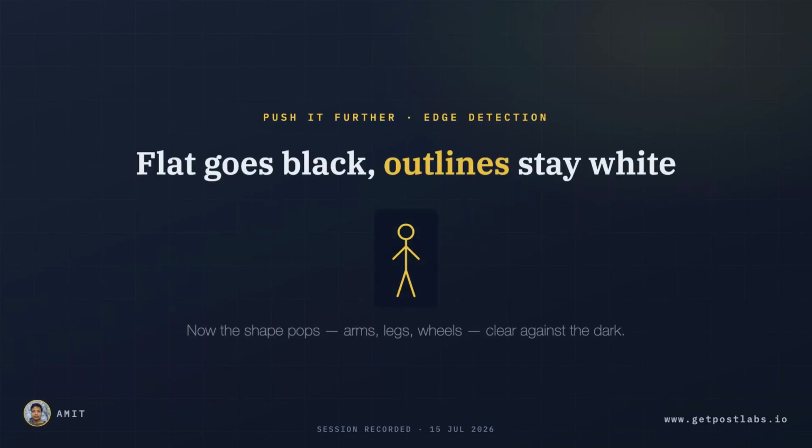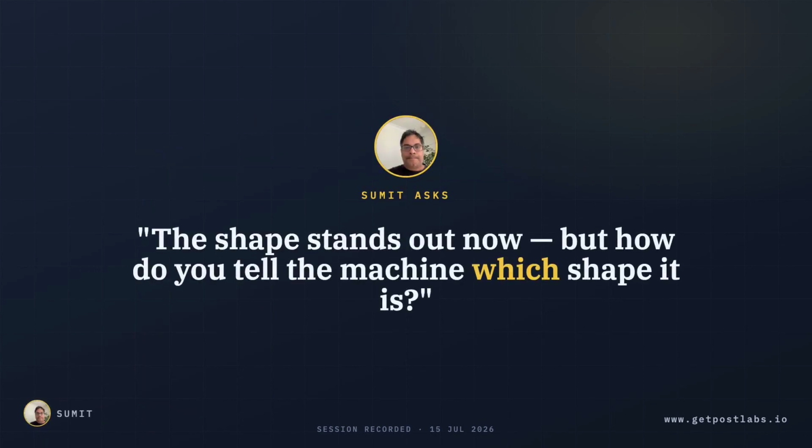Push it further with the right grid and you get edge detection. Everything flat goes black and only the outlines stay white. Now the shape of the thing, the arms, the legs, the wheels, pops right out at you. Okay, the shape stands out now, but how do you actually tell the machine which shape it is?